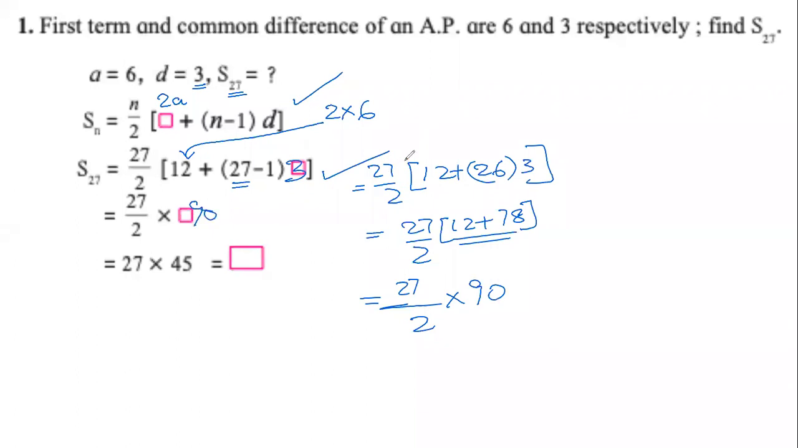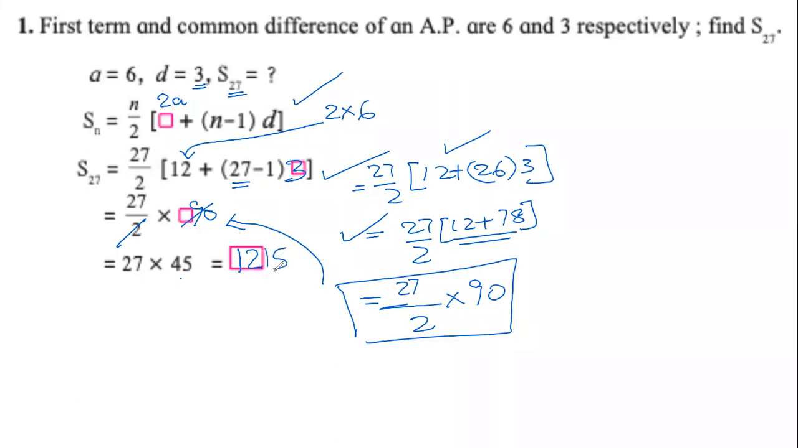So when we are writing this kind of answer in our notebook, we will show this step. Now this step is not required because it is the same step. Now we have to divide 90 by 2, which is 45. Now 45 into 27, we have calculated it as 1215. Please confirm that I have got the product correct. 27 into 45 is 1215. Right? This is how we answer.